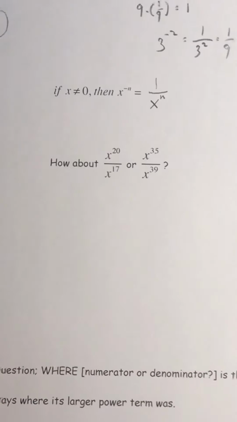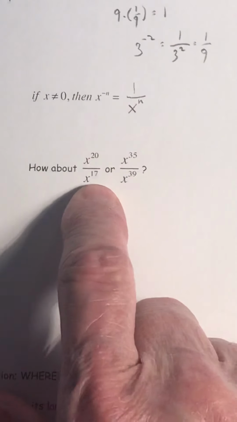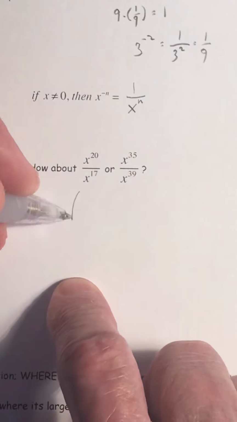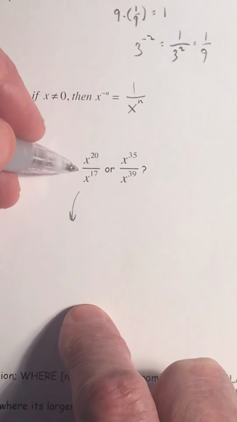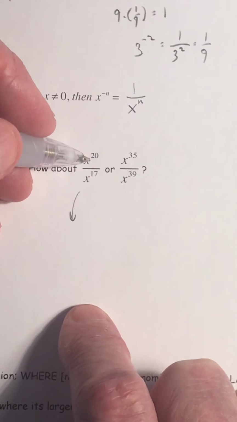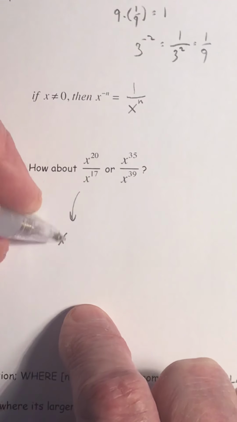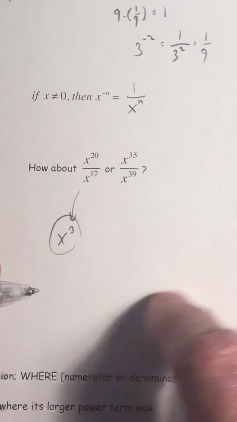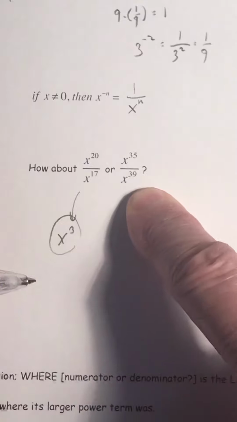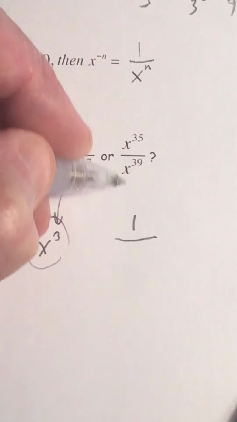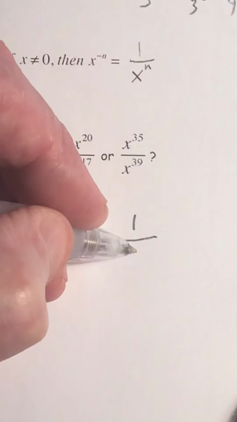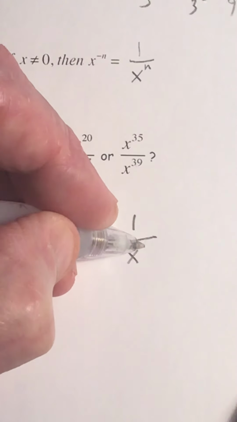So now we can do these, and I don't have to draw out 20 x's and 17 x's. I can just say, well, there's more x's in the top than the bottom, so I'm not even going to have a fraction anymore. I'm going to have x to the 3rd power. That's the end of that. What do we think here? There's more x's in the bottom, in the denominator, so I'm going to have 1 over x to the 39 take away 35, is 4.